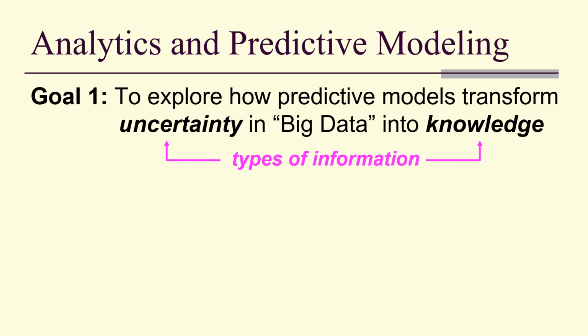And these are two types of information. And we will actually introduce a field of mathematics called information theory in this course, because information we don't know is uncertainty. Information we do know is knowledge. And what we're really trying to do is translate our uncertainty into knowledge.